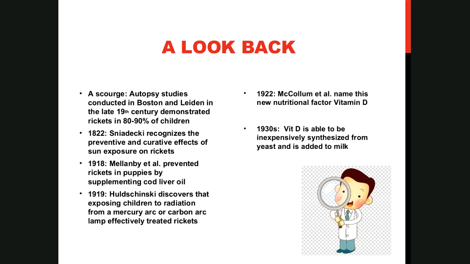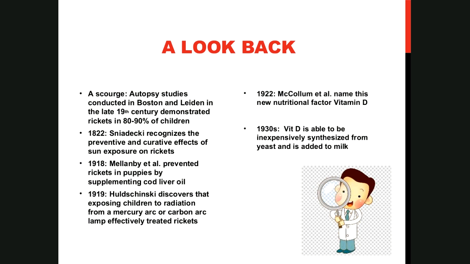In 1822, Sniadecki recognized that children with rickets were able to have a curative effect if they were exposed to the sun. And he also recognized that sun exposure had preventive effects for rickets as well. Almost 100 years later, Mellanby et al. was able to prevent rickets in puppies by supplementing them with cod liver oil. And then finally, in 1922, McCollum et al. were able to isolate and give a name to this nutritional factor that was so important for the management of rickets, and they named it vitamin D.